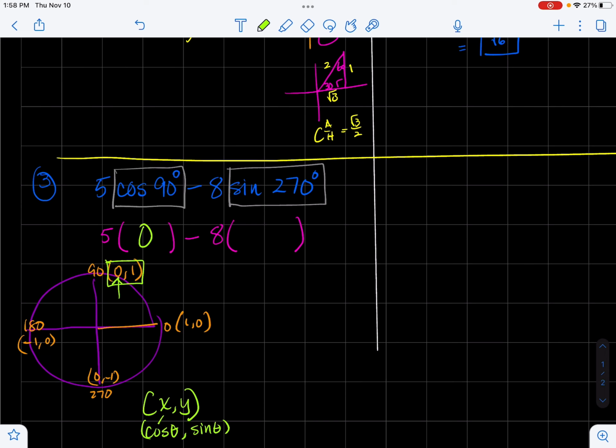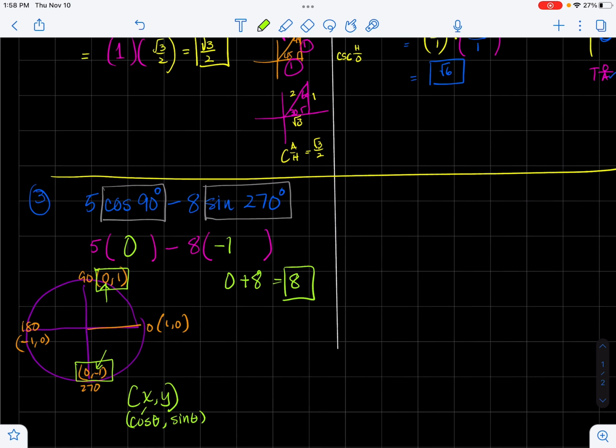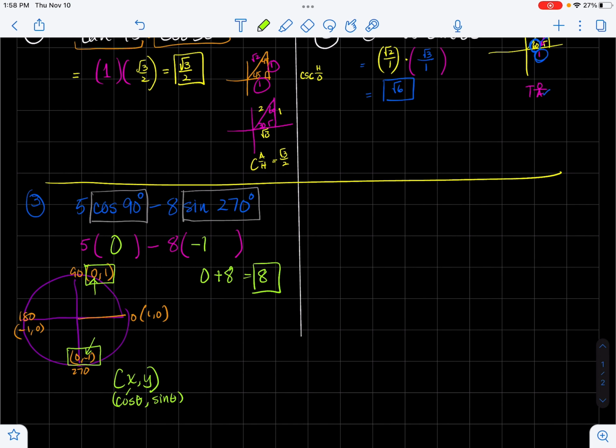And then 8 times sine of 270, which is this location. Sine is the y coordinate, or negative 1. This boils down to 5 times 0, which is 0, minus 8 times negative 1, that makes it plus 8, which equals 8. Final answer, 8. Also remember, this turned out to be a quadrantal question.